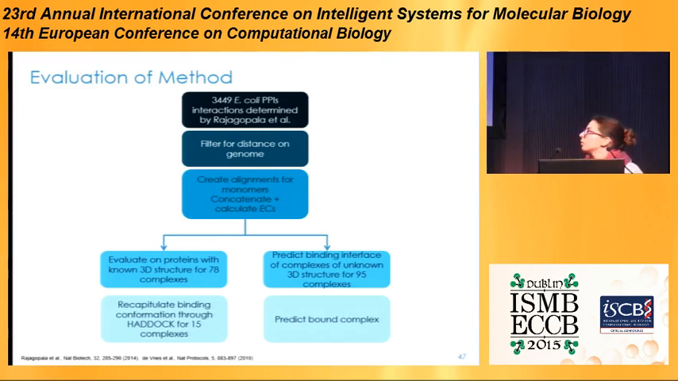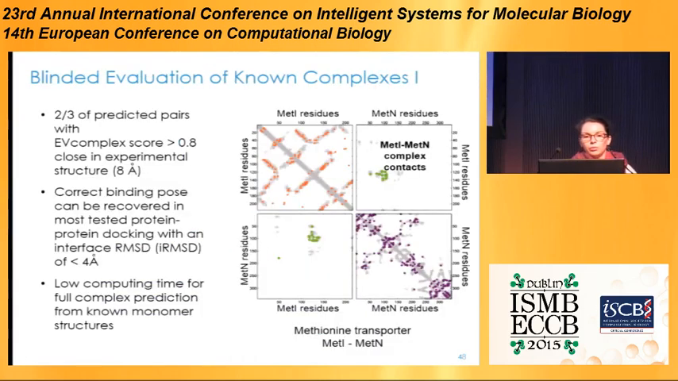For those that didn't have a known 3D structure, we just predicted the couplings as a prediction of the binding interface. For 15 of the complexes that had a known 3D structure, we also performed protein-protein docking using HADDOCK, so we tried to actually reconstitute the protein complex. So what are the results? In total, about two thirds of all the predicted pairs that had a normalized score above our magical threshold of 0.8 were correct.